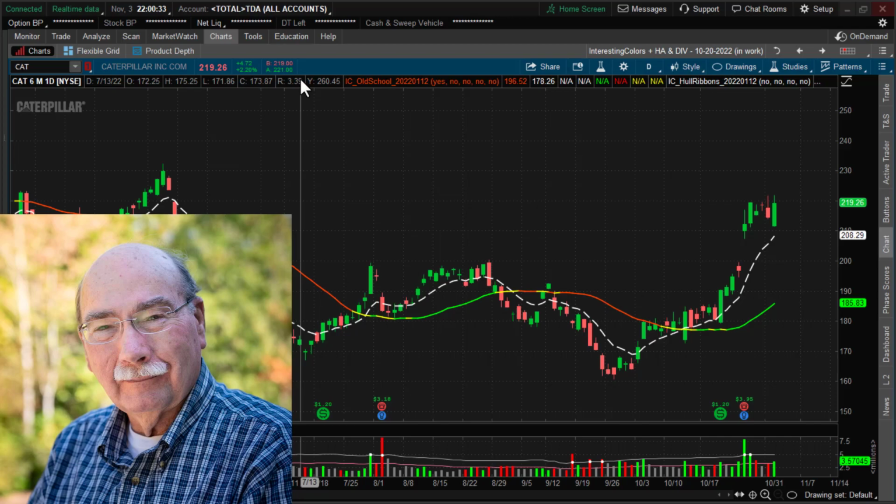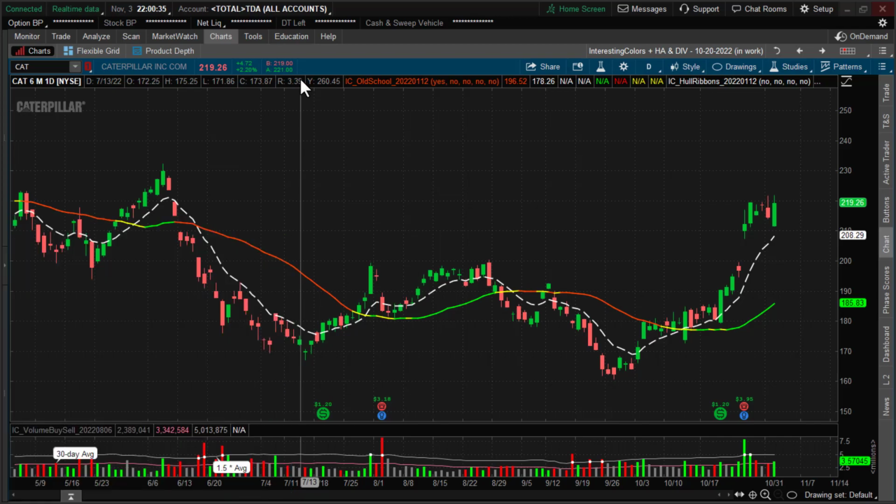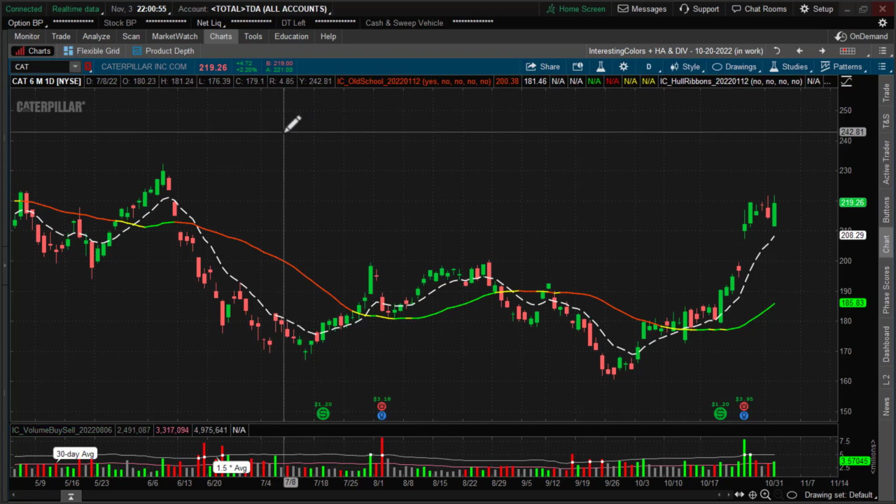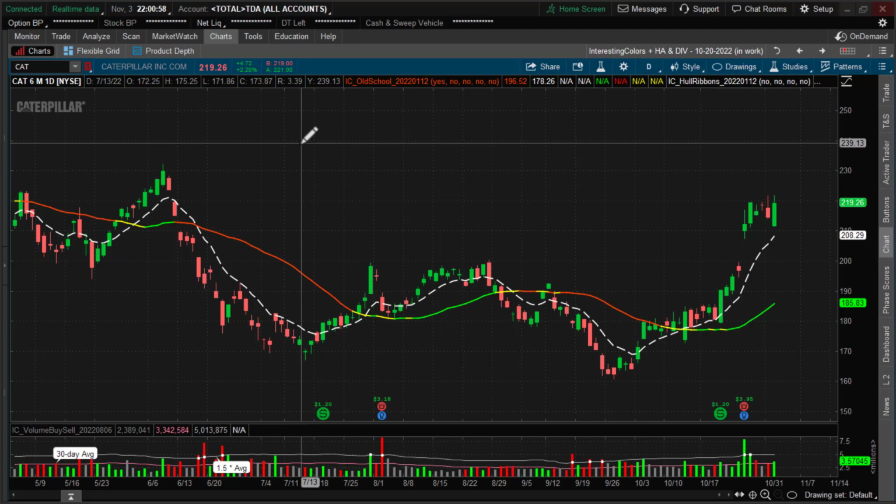Hi, I'm Jerry. Today I want to talk about the close above the high of the low day and the close below the low of the high day price patterns. These are candlestick price patterns, but before we talk about them, I wanted to just discuss this chart of Caterpillar, a 6-month chart of Caterpillar.